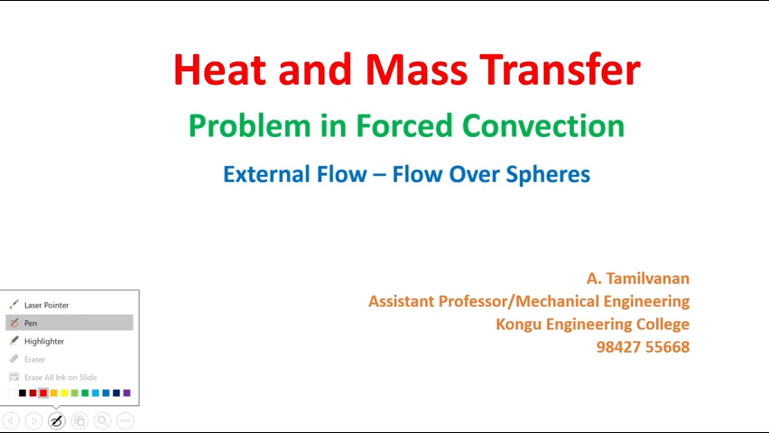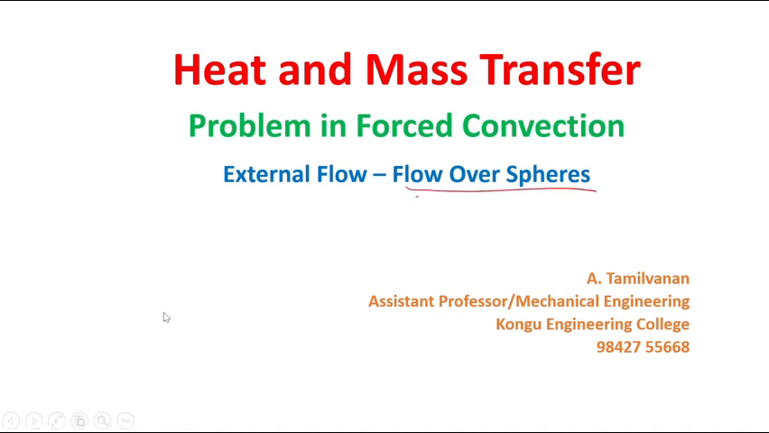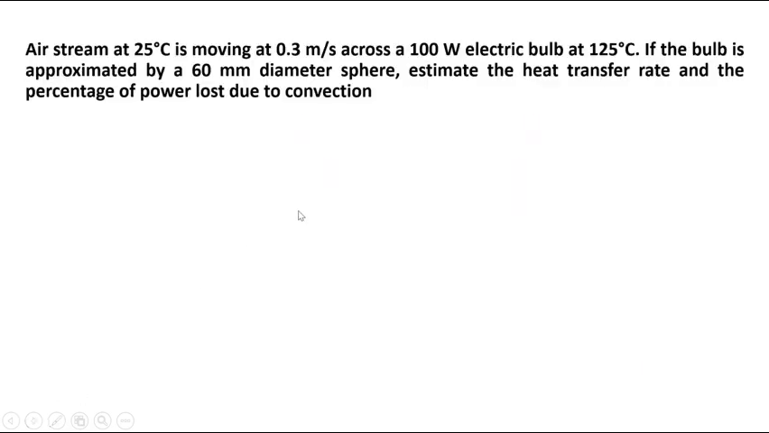Now I'm going to discuss a problem in forced convection, especially in flow over spheres. So this is an external flow. Here, an air stream at 25 degrees Celsius is moving at a velocity of 0.3 meter per second across a 100-watt electrical bulb. The bulb is at 125 degrees Celsius.